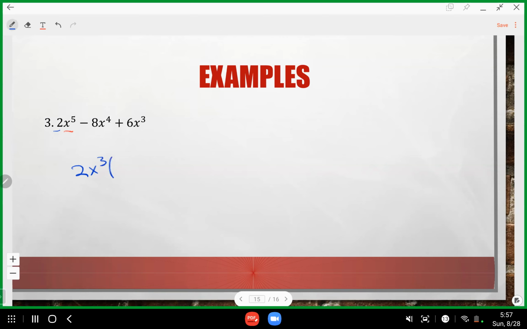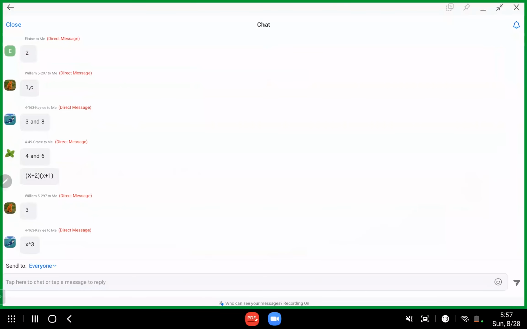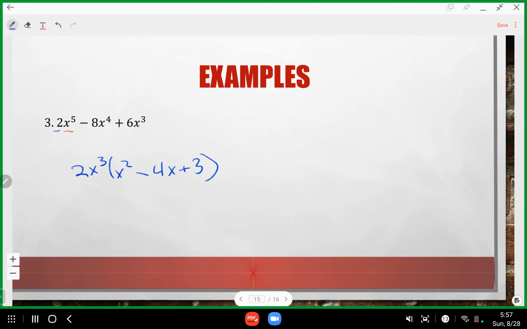So what do you get? From the first term, you get x squared. From the second term, you get minus 4x. And then from the third term, you get plus 3. Are we done? We're not done. We can still factor further. So how do you factor this?